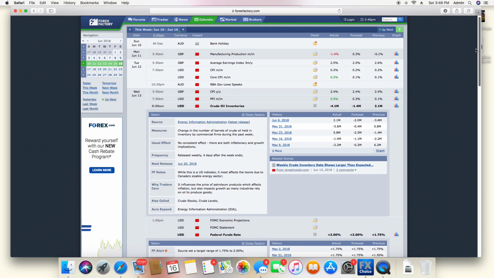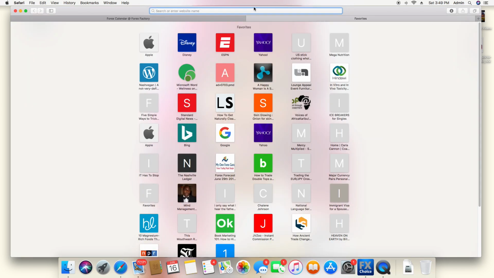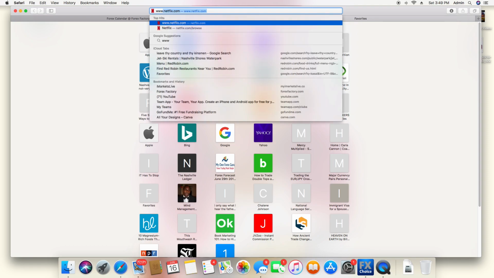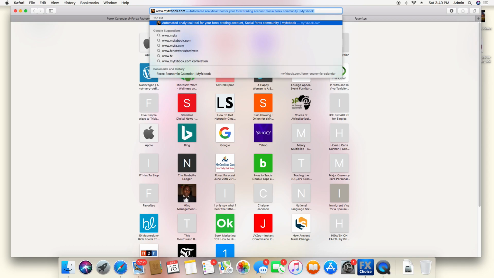Okay, now let's go to another website that's really good for news. The primary website that I use to see what's going on with the news is Forex Factory, but there are some news events that Forex Factory does not pick up, and so some people like to also go to MyFXBook.com. So we'll go to MyFXBook.com. You can see it there.